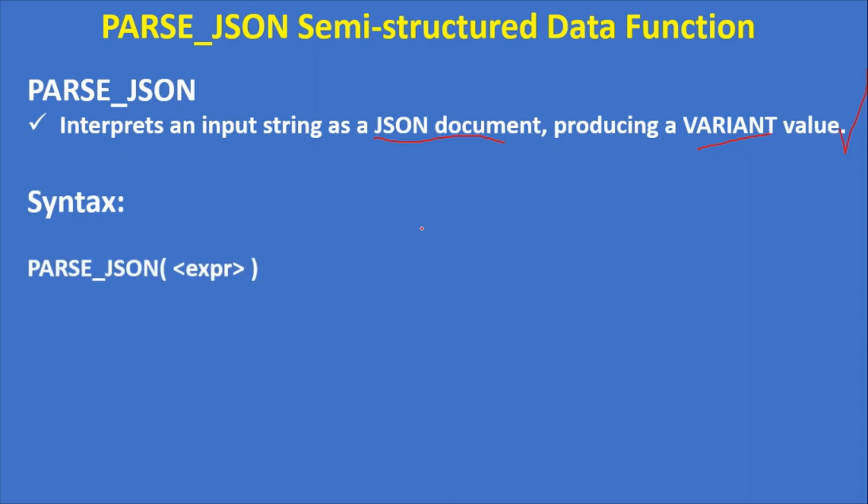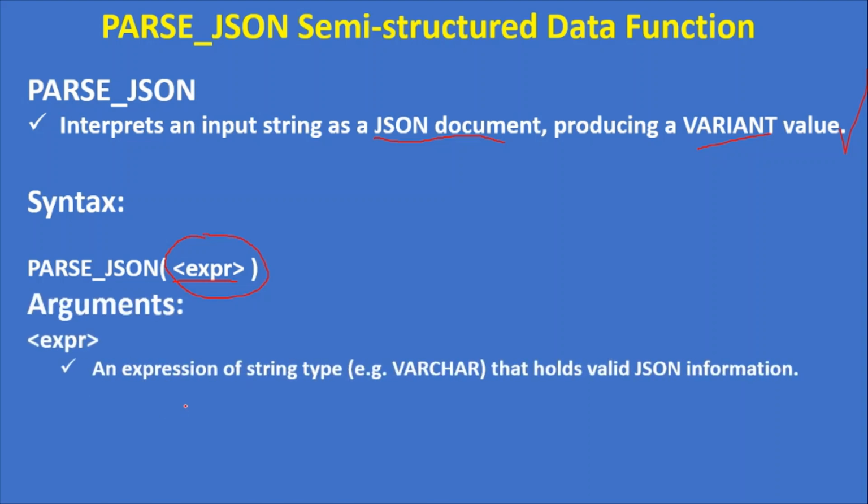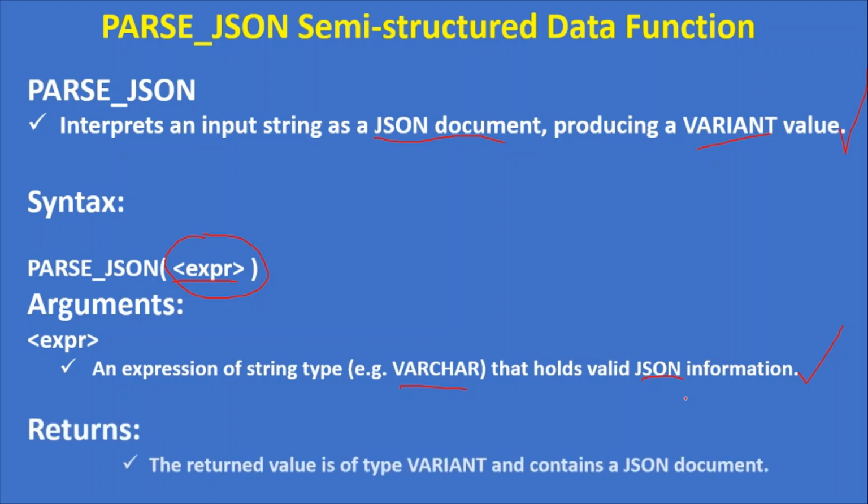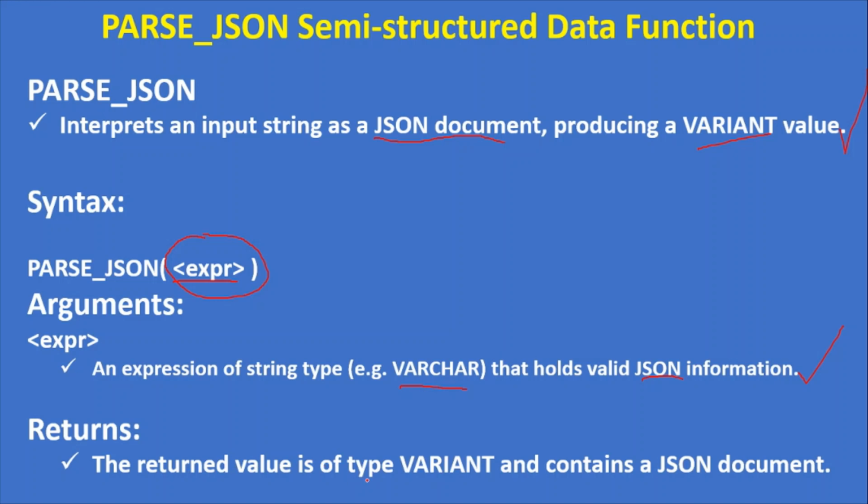Syntax: if you see the syntax, the PARSE_JSON function takes the input parameter as the expression. Expression is nothing but a string. So the argument is an expression of the string type, that is VARCHAR, that holds valid JSON information. Here JSON is nothing but JavaScript Object Notation. Returns: what is the return type of PARSE_JSON? The return value is of type variant, as I said, and it contains a valid JSON document.